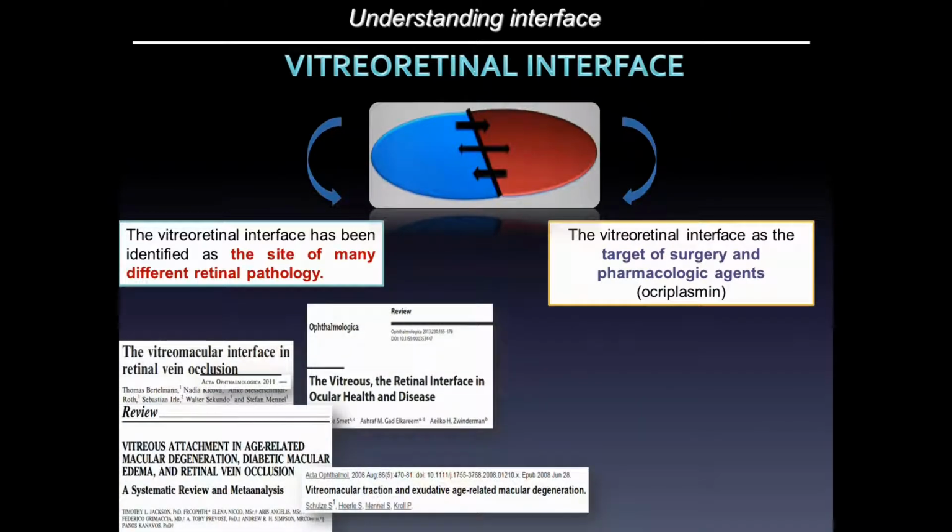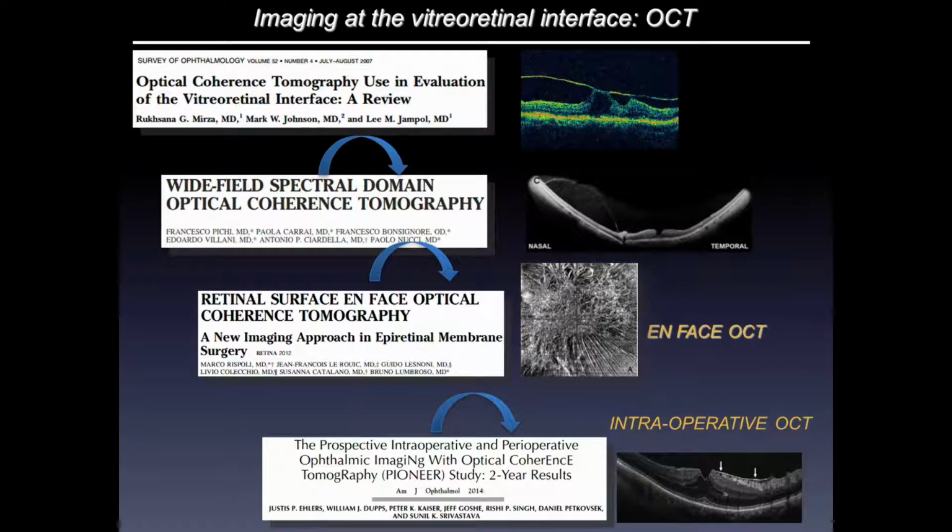Moreover, the vitreoretinal interface has been identified as a site of many different pathologies, for example, in some kinds of macular edema, in some types of macular degeneration, or vascularization secondary to vascular problems in the retinal vessels. For this reason, the vitreoretinal interface is a target today of surgery and, in a few cases, unfortunately few cases, of some pharmacological agents.